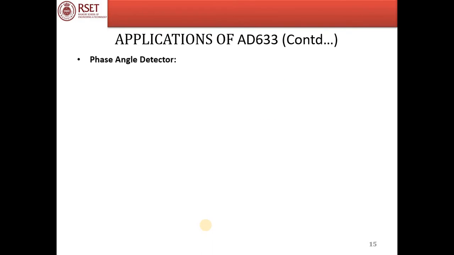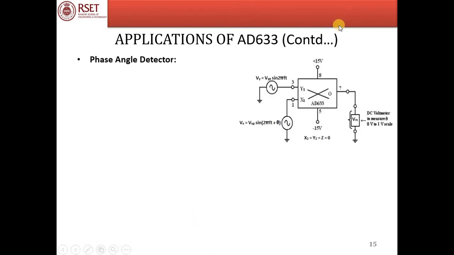Next application is phase angle detector. So this is AD633 multiplier. We are providing a Vy input to the terminal Y1 and a phase shifted input to X1. That is, Vy is Vyp sin 2 pi ft, and Vx is Vxp sin (2 pi ft plus theta). So we are trying to find out theta here.